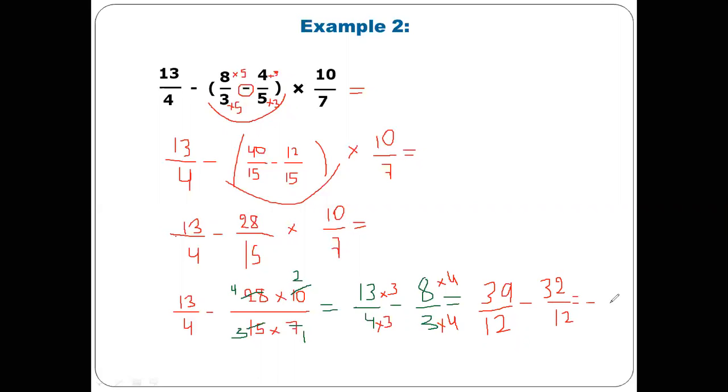Since I got same denominator, I subtract the numerators under the same denominator, which is 12. 39 minus 32 is 7. So this is the final answer, 7 out of 12.